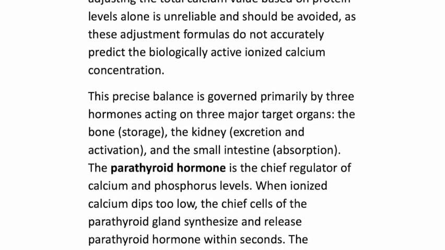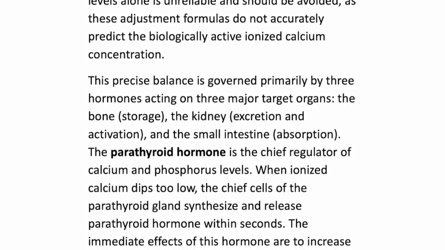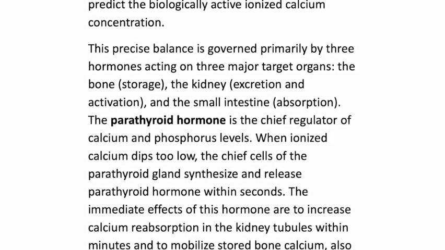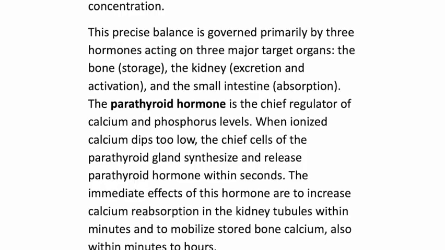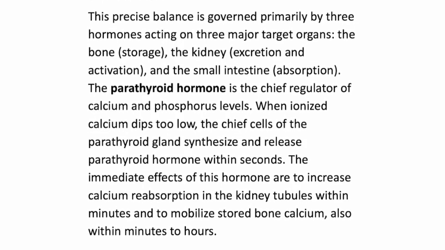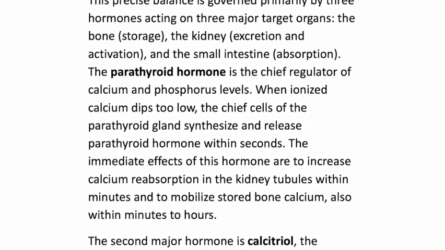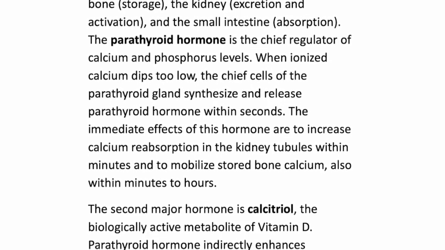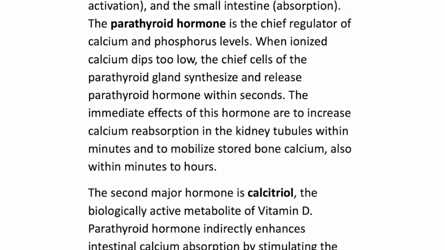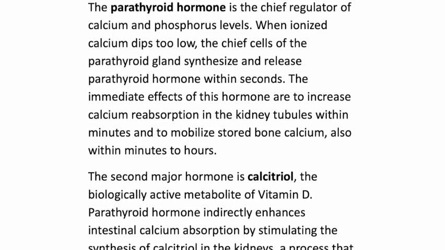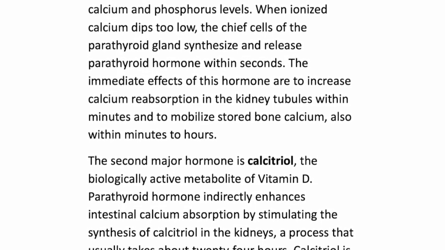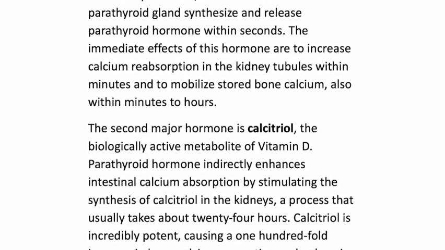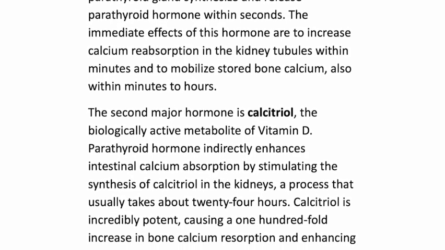This precise balance is governed primarily by three hormones acting on three major target organs: the bone, storage; the kidney, excretion and activation; and the small intestine, absorption. The parathyroid hormone is the chief regulator of calcium and phosphorus levels. When ionized calcium dips too low, the chief cells of the parathyroid gland synthesize and release parathyroid hormone within seconds. The immediate effects of this hormone are to increase calcium reabsorption in the kidney tubules within minutes and to mobilize stored bone calcium, also within minutes to hours.